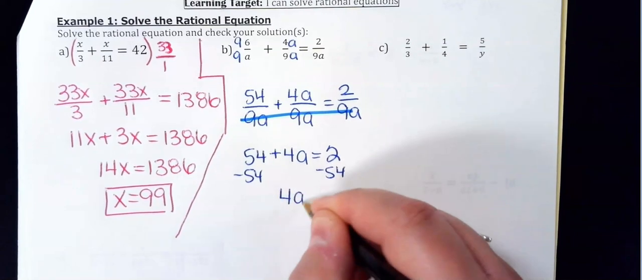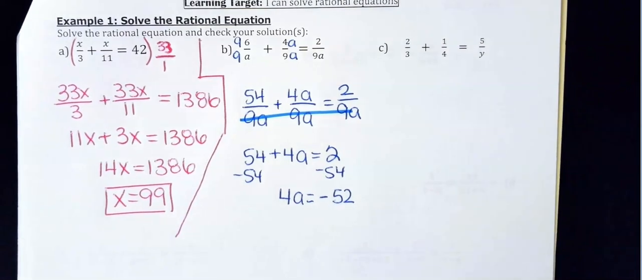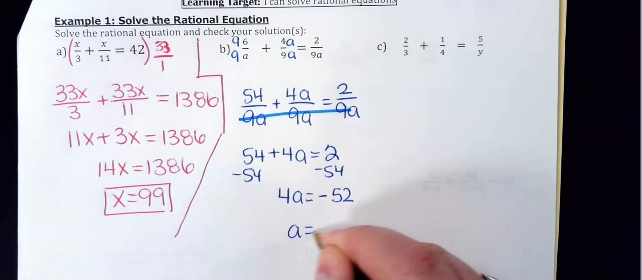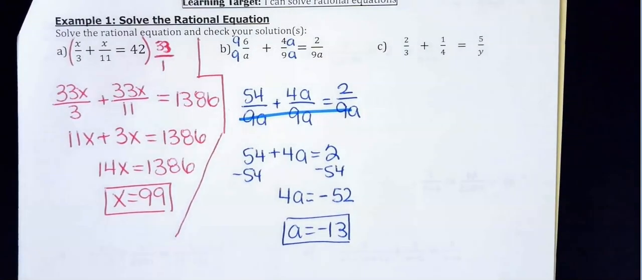So I've got 4a is negative 52. And then I'm going to take 52, divide that by 4, and we're done. And I did 14 instead of 4. Sorry. Negative 13 here.